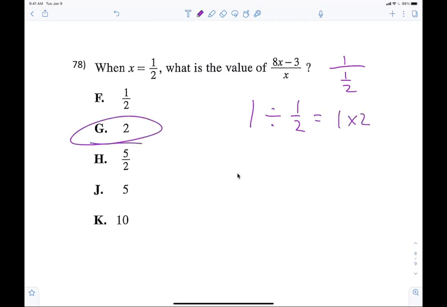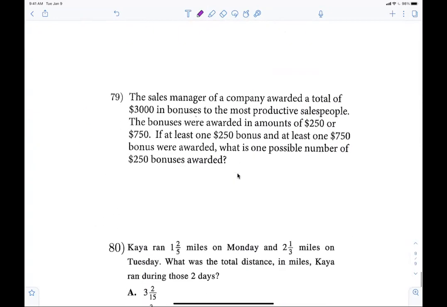All right. The most common mistake is to say 1 divided by 1/2 is 1/2. All right, so let's see if we're ready. Go.